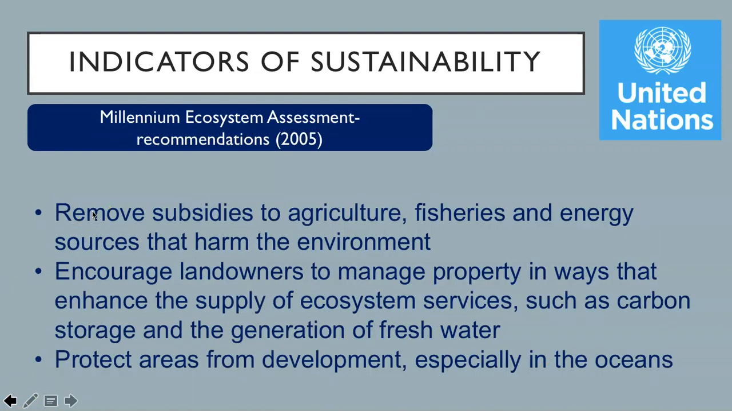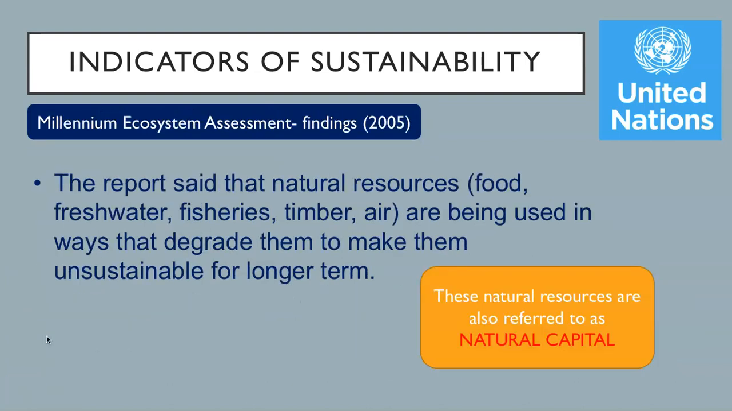Some key recommendations from the report were to remove subsidies to agriculture, fisheries, and energy sources that harm the environment. Encourage landowners to manage property in ways that enhance the supply of ecosystem services, such as carbon storage and the generation of fresh water. Protect areas from development, especially in the oceans. The report said that natural resources, food, fresh water, fisheries, timber, air, are being used in ways that degrade them to make them unsustainable for longer term.